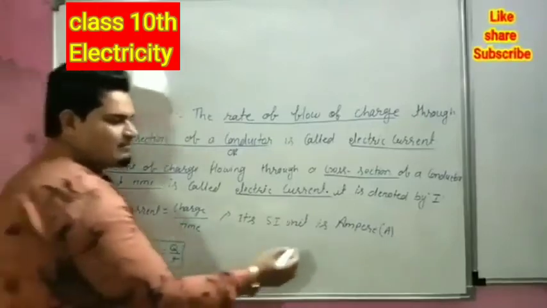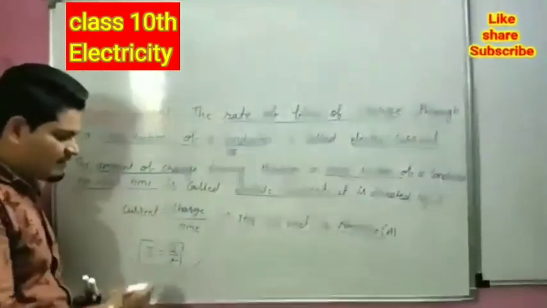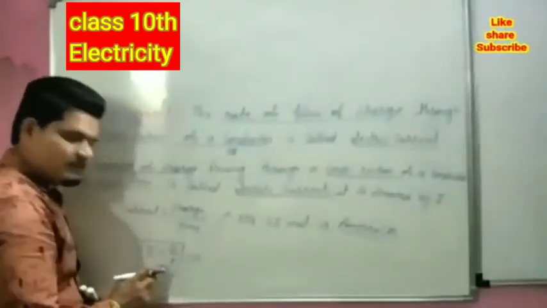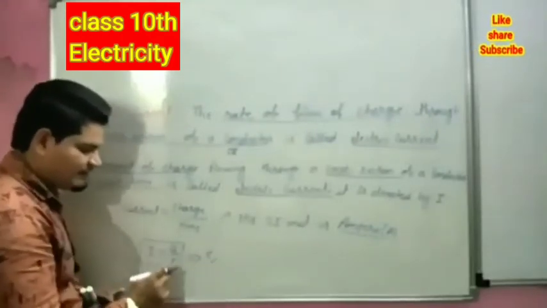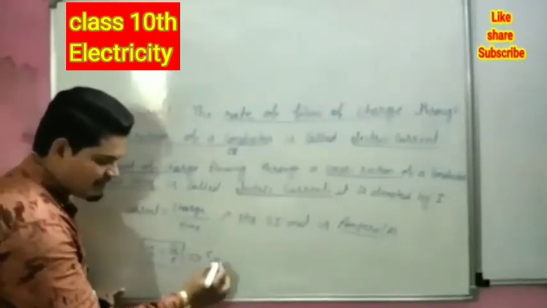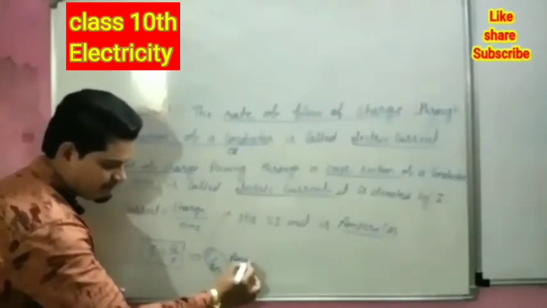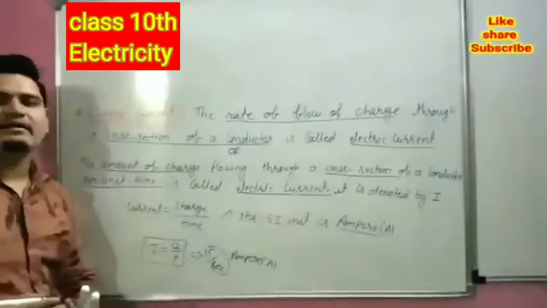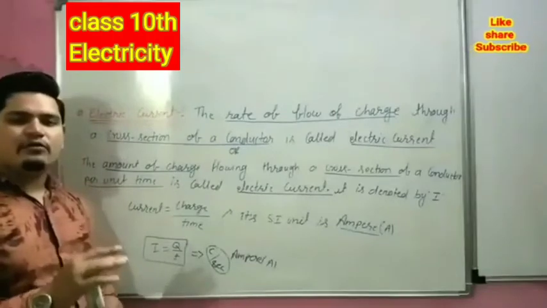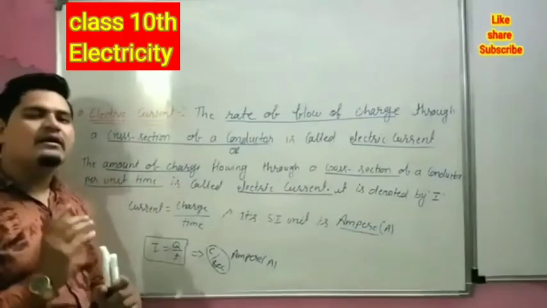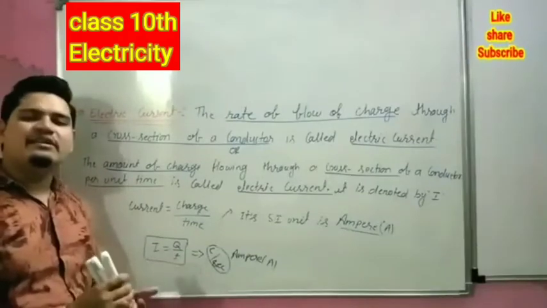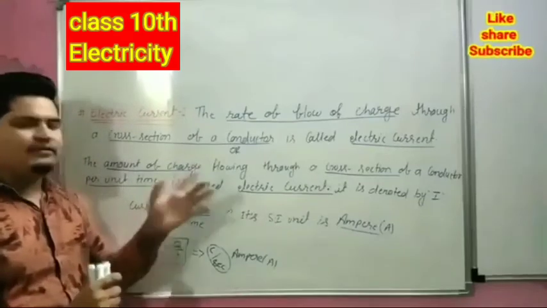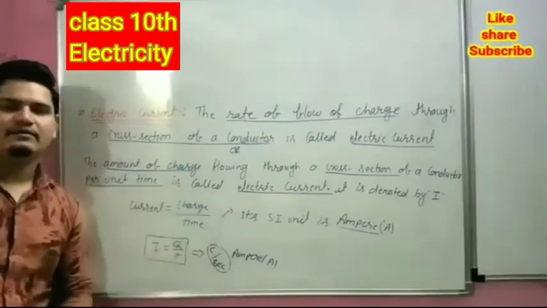Now its SI unit is ampere, because the SI unit of charge is coulomb and the SI unit of time is second. So coulomb per second is called ampere. It is denoted by A. So what is electric current? Electric current is nothing but the rate of flow of charge per unit time, or the amount of charge flowing through any cross section area per unit time. Both are definitions of electric current.